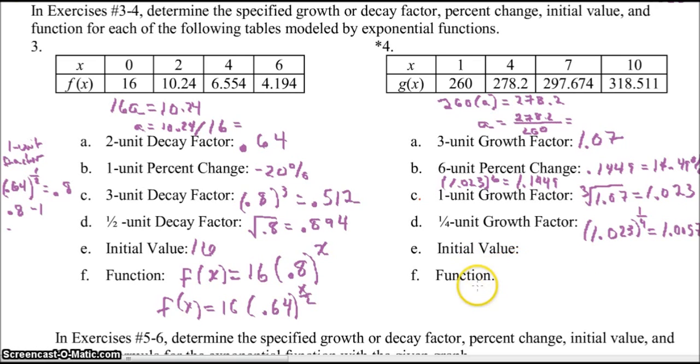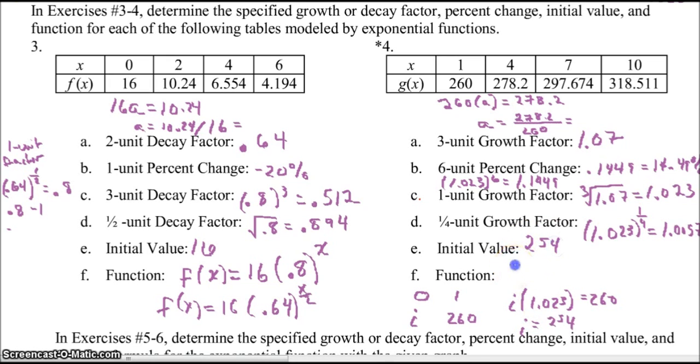Let's see, our initial value. Well, I don't know what the initial value is, but I know if I take my initial value, let's call it I, and I multiplied by the 1 unit growth factor, I'd get 260. So I times our 1 unit growth factor, 1.023, would give us 260. So I is 260 divided by 1.023, and I get 254.